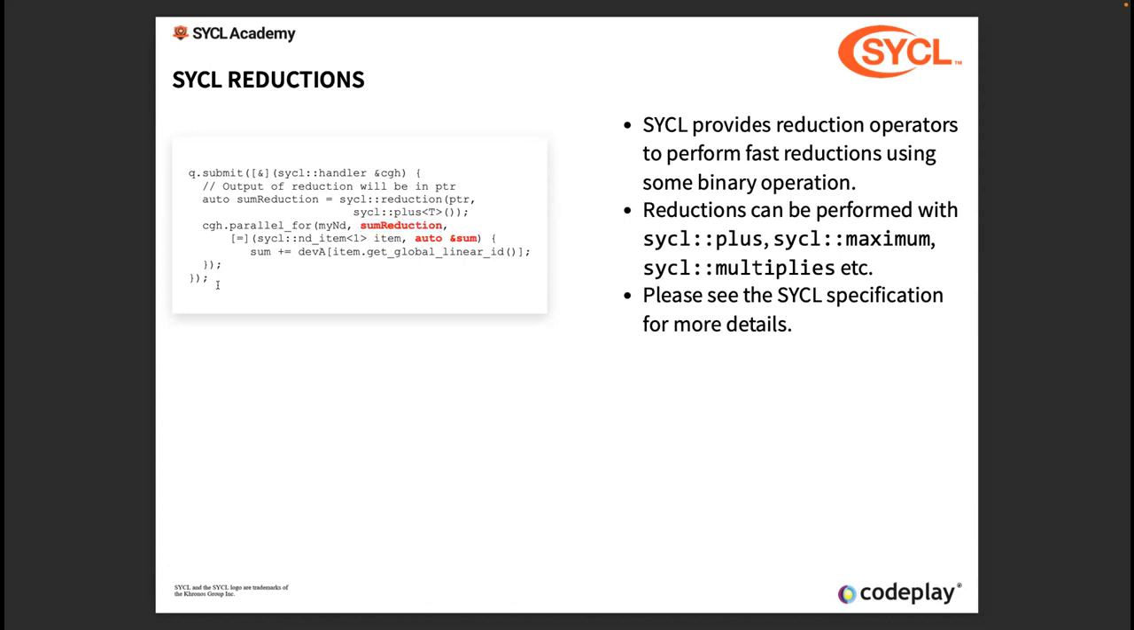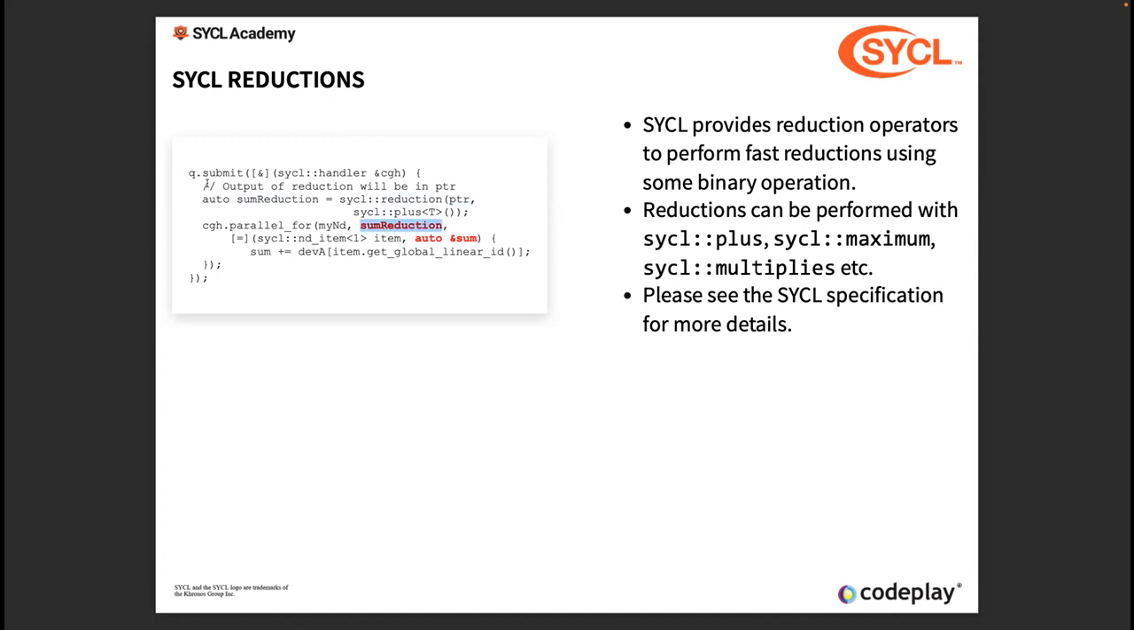So this is how it works. You create a sum reduction object where you say, okay, I will do some plus operation on it, and I will take this pointer. This is with my sum. The pointer will be allocated on the USM side, and I will do my reduction on PTR, and it will be this type of plus.